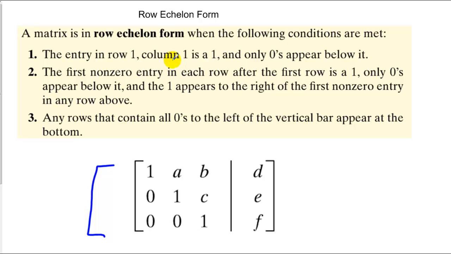The entry in row 1, column 1, which is right here, has to be a 1, and only zeros appear below it. And then the first non-zero entry of every row thereafter has to be a 1, and only zeros will appear below that. So if I have a 3 by 3 as my unknown matrix, then I'm going to have 2 zeros, 1 zero, and then the constant 1 at the bottom. And then any rows that contain all zeros to the left of the vertical bar are going to appear at the bottom. That's not the case in this one, but I could have an all zero row and it would have to appear down at the bottom.